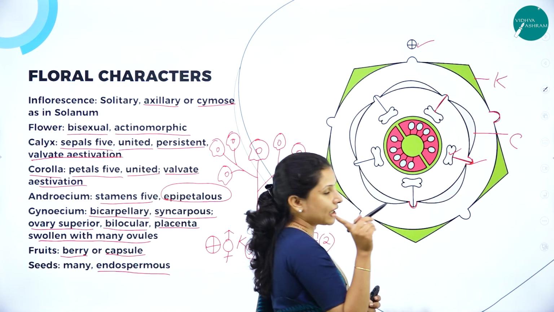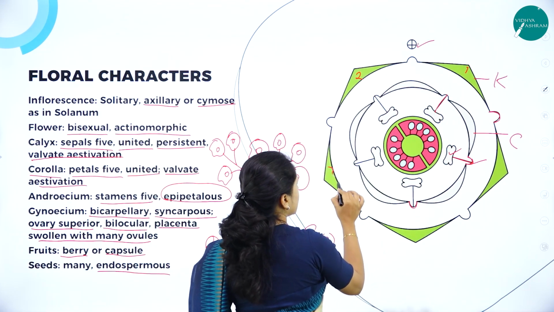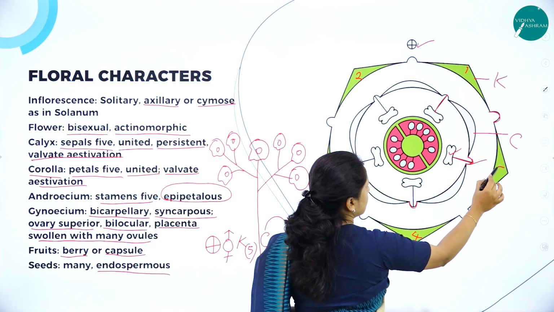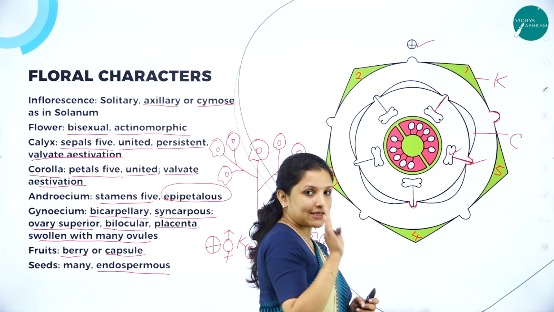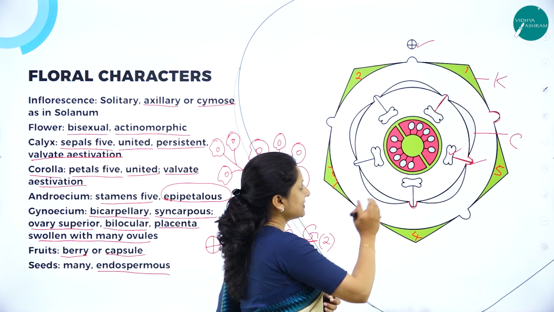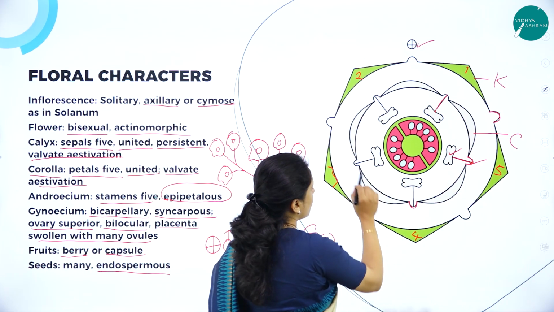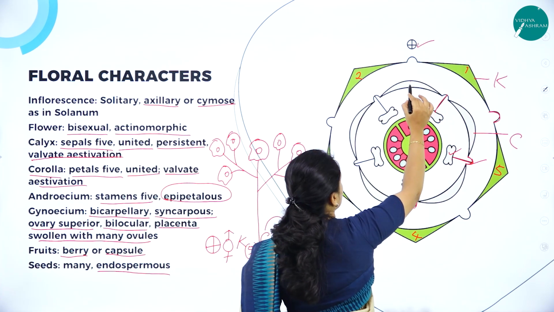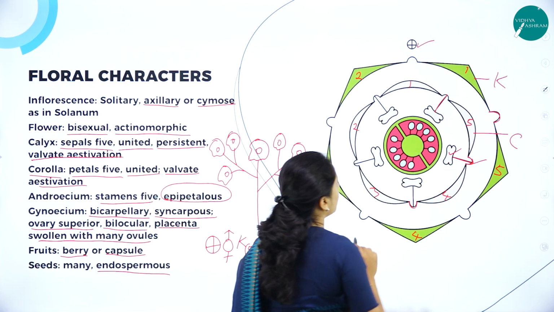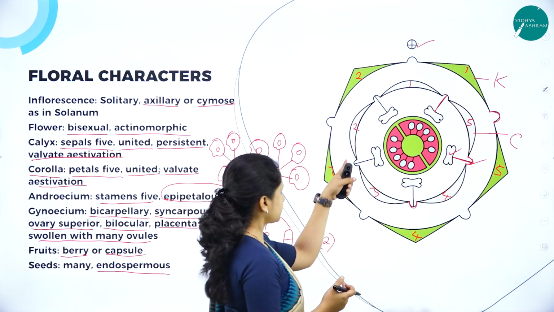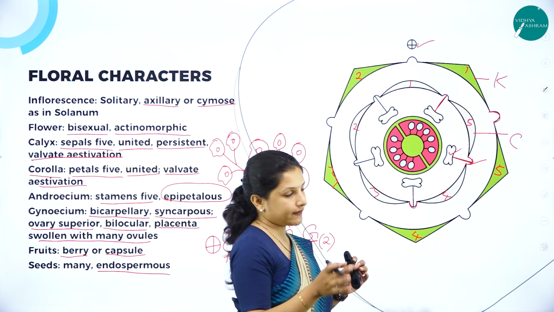So how many are there? Now count the calyx. 1, 2, 3, 4, 5. Calyx is 5. They are gamosepalous, meaning they are fused, and aestivation is valvate. Drew it, right? Next is talking about the corolla. Corolla are also 5 in number. 1, 2, 3, 4 and 5. They are fused. We have shown it as fused, and aestivation is again valvate here.